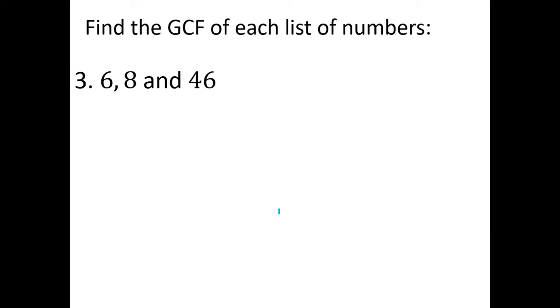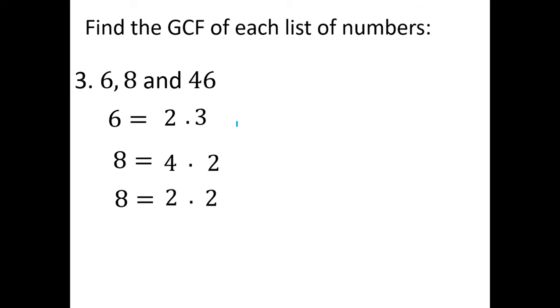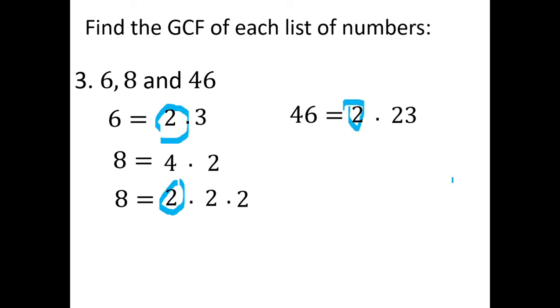Ito naman, 6, 8, and 46. Sa 6, we have 2 and 3. Sa 8, 2, 2, 2. Sa 46, 23 times 2. Dito nakita mo, may 2 dito, may 2, may 2. So, 2 ang ating greatest common factor.